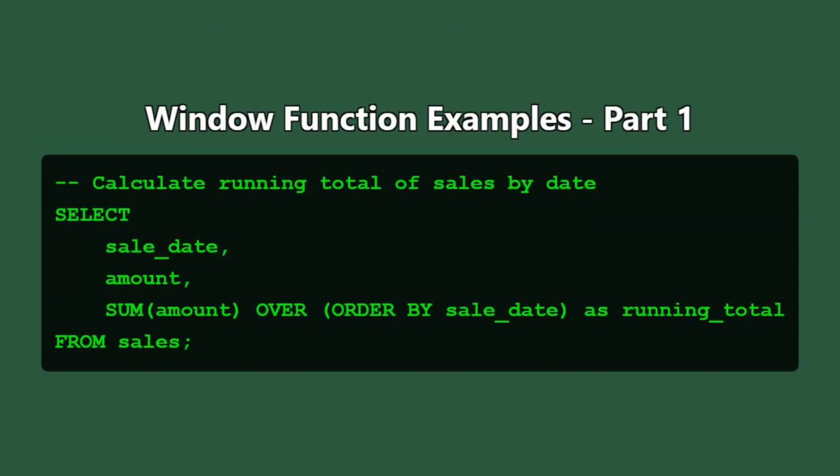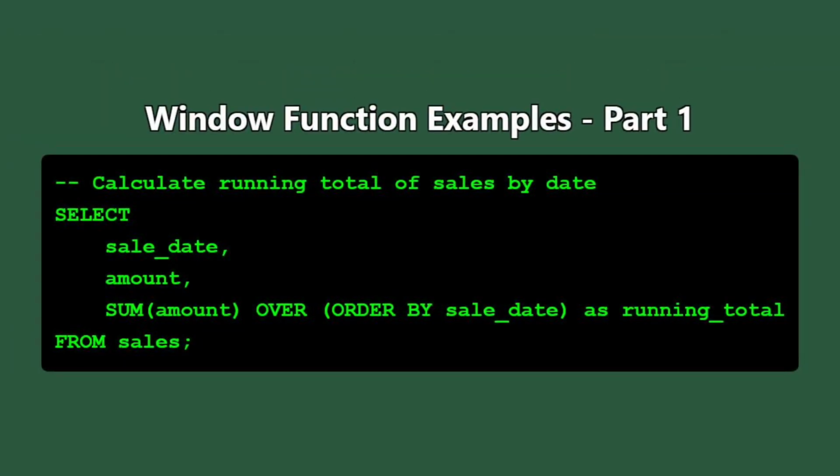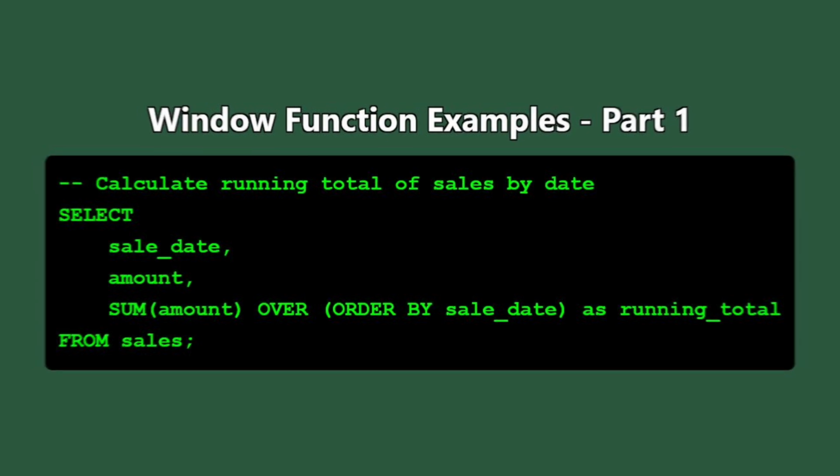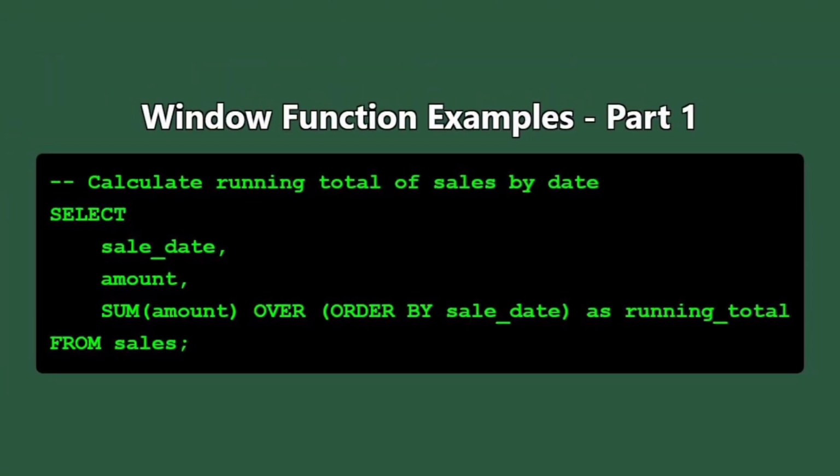In the example, we are calculating a running total of sales by date. The SUM function with the OVER clause creates a window that orders rows by sale date. For each row, it sums all amounts from the beginning of the result set up to the current row, giving us a running total that increases as we move down through the dates.